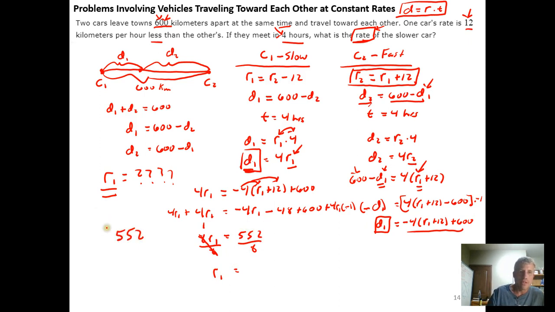And I don't have a calculator handy, so I'm just going to do the division. So 8 is going to go in there 6 times and give me a 48. 55 minus 48 is going to be a 7, so I get 72. 8 times 9 is 72, so no remainder. So I get the rate of the slow car is 69, and now I need units, which are going to be kilometers per hour. So kilometers per hour, kph. There we go.